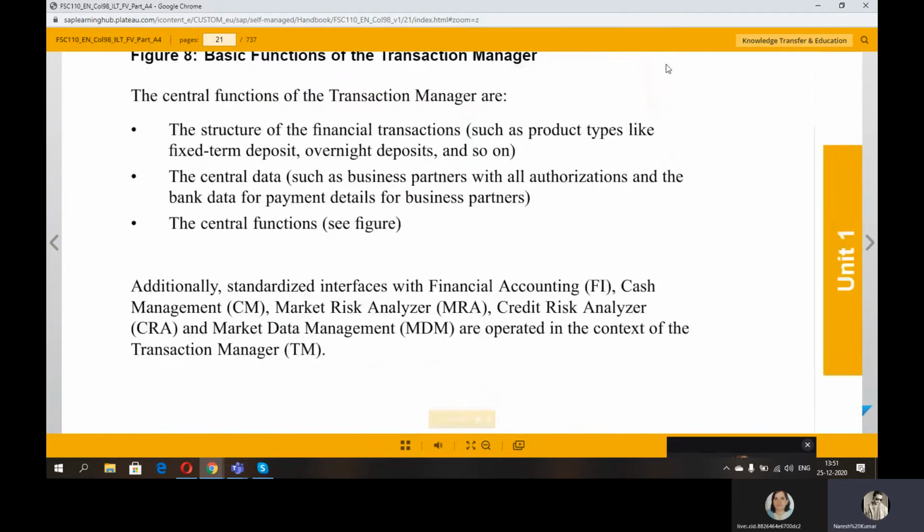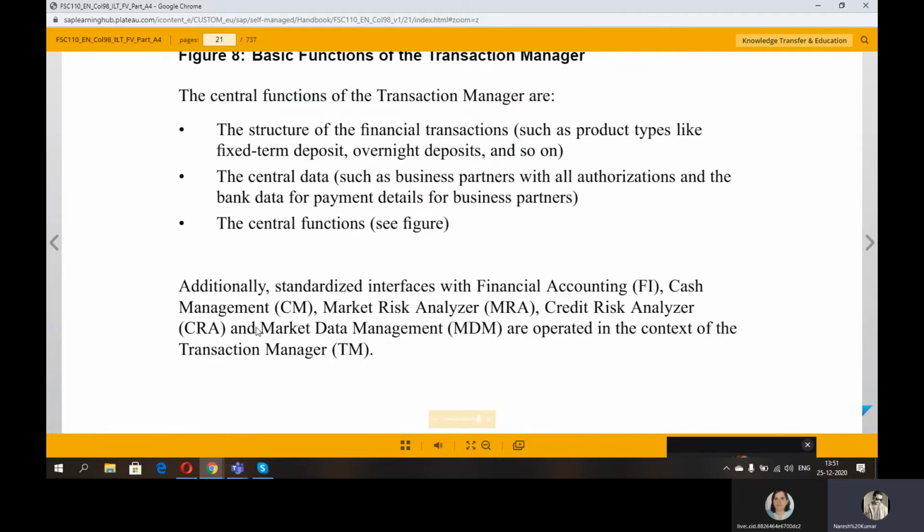Now we are going to understand. So these are the short forms. Okay, CM is cash management, MRA is market risk analyzer, CRA is credit risk analyzer, MDM is market data management, and TM is transaction manager. So based on this, we are going to understand.